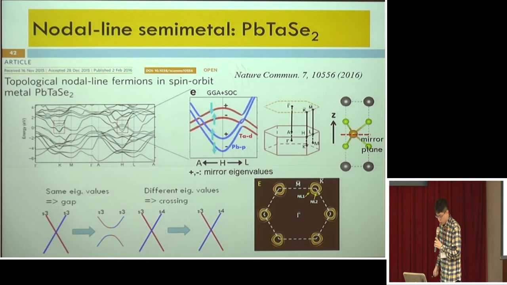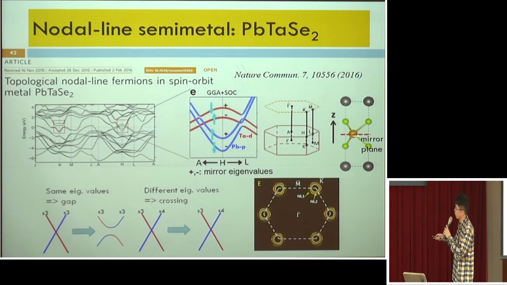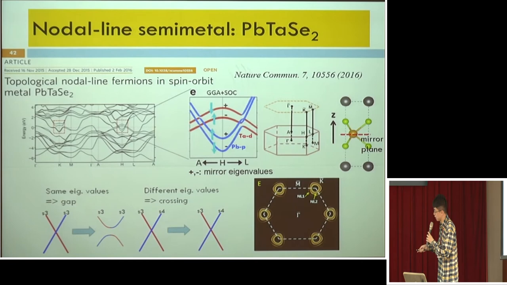In other materials, because the spin-orbit coupling breaks the SU(2) spin rotational symmetry, most crossing states will be gapped out. But here we have a mirror symmetry, and the crossing appears just on this mirror plane. So these crossing points are protected by the mirror symmetry. This is why the spin-orbit coupling in our case cannot destroy the nodal line bulk Fermi surface.